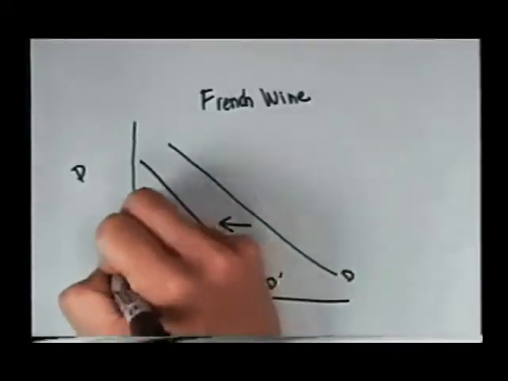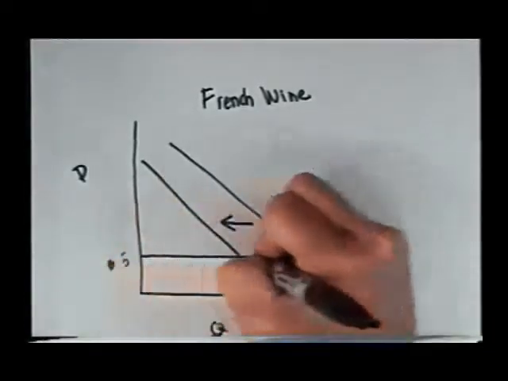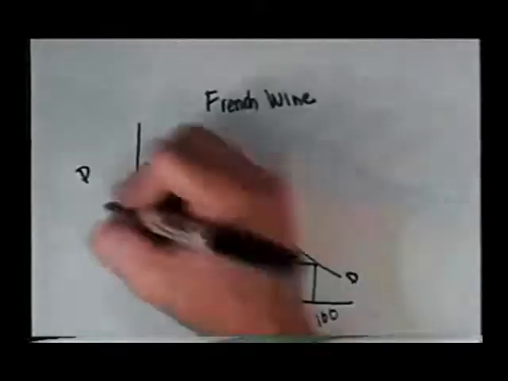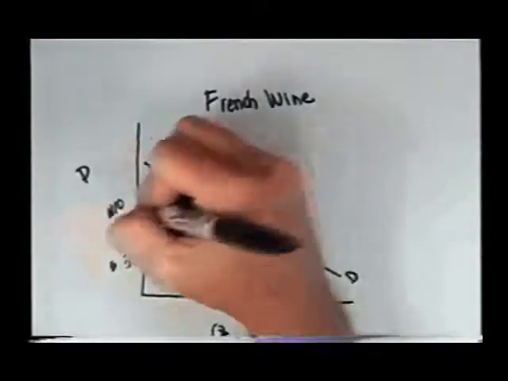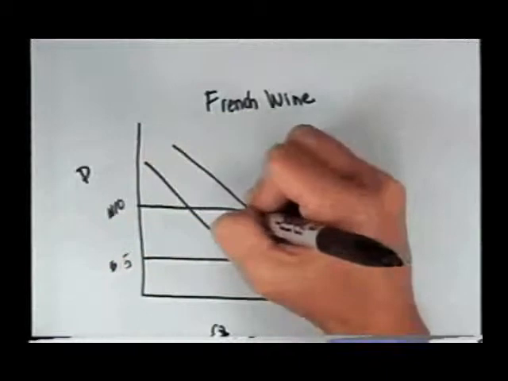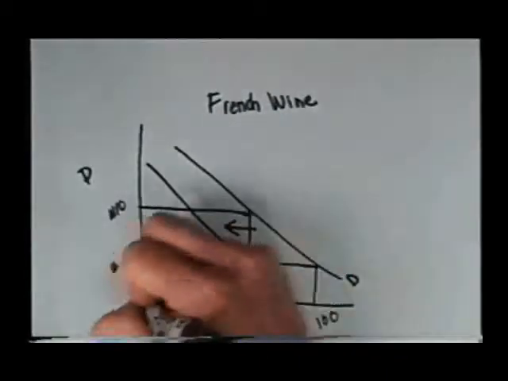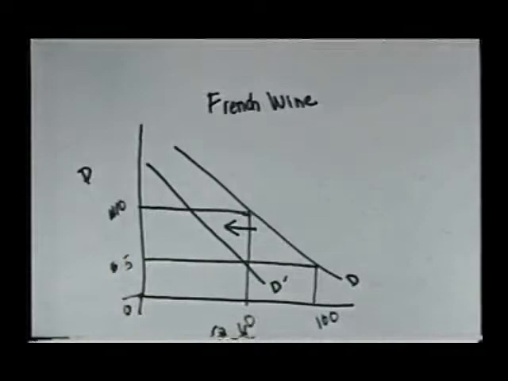Originally at a price, we'll say, of $5 a bottle, the quantity demanded was way out here. We'll just say 100 units. Originally at a price of $10 a bottle, the quantity demanded was way out here. We'll just say that's about 60 units. Okay, again, we're getting closer to zero here, the point of origin.